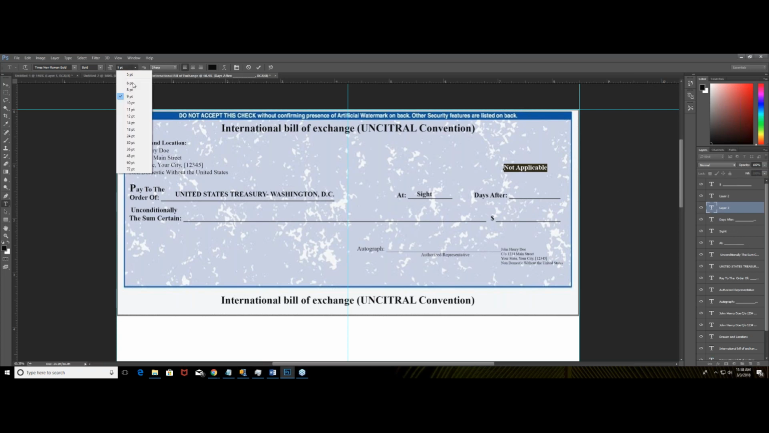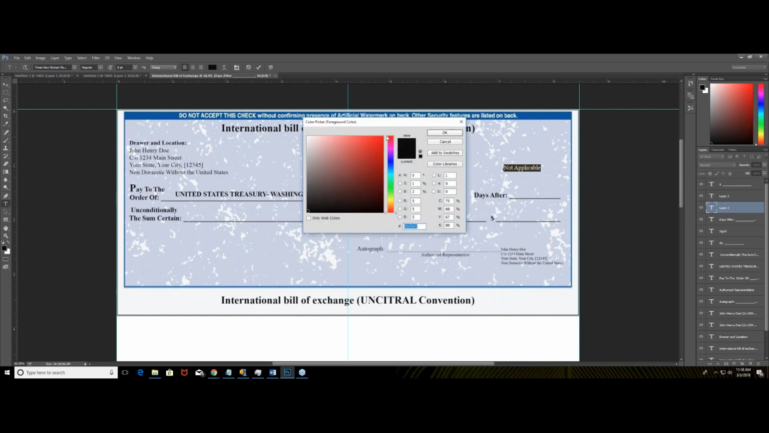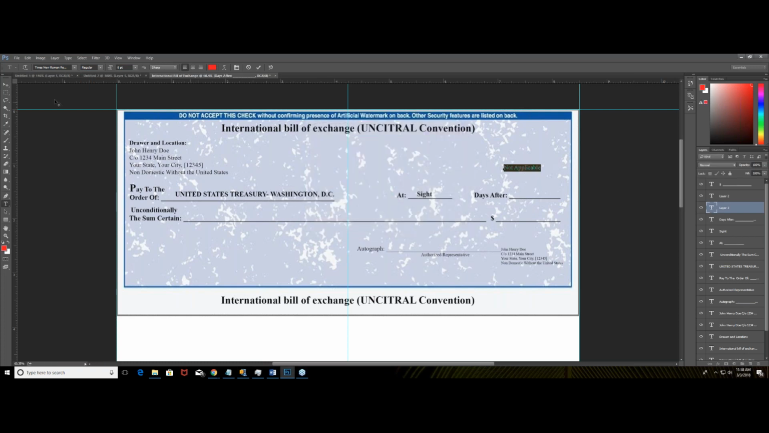Make this a little smaller. And I don't want this bolded out. Let me just use regular. And I might add a little spice to it. Not applicable. All right.